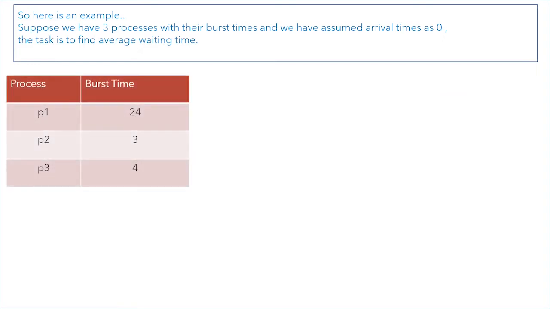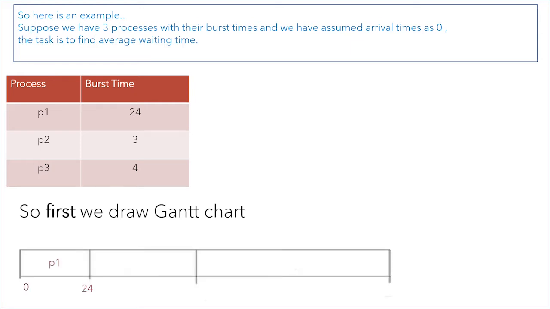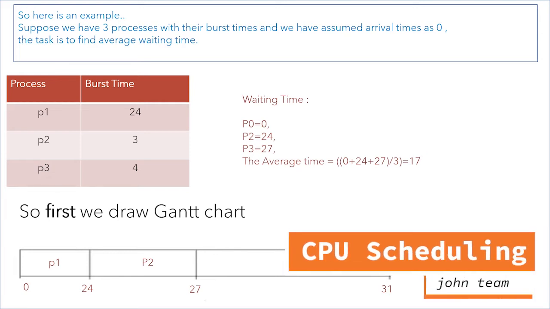So here is an example. Suppose we have three processes with their burst time and we have assumed arrival times as 0. The task is to find the average waiting time. First, we draw the Gantt chart according to the processes and their burst time, starting with the first process, which has no waiting time. So it will be from 0 until its burst time. The second process will come, which has burst time of 9, so 3 plus 9 will be 12, and so on. Second, we calculate the waiting time for each process. P1 equals 0, P2 equals 24, P3 equals 27. So the average waiting time will be 17.